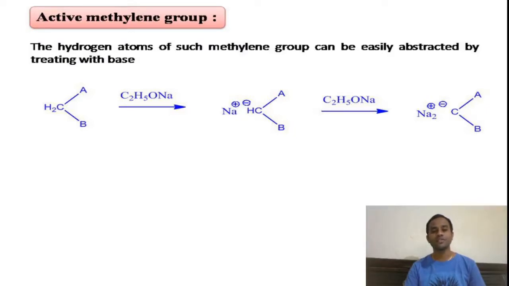Because of the presence of two electron withdrawing groups, that is, due to the presence of two electronegative groups, the carbon becomes acidic, right? The methylene carbon becomes electron deficient, thereby the hydrogen atoms present on that carbon become somewhat weak. They are acidic. In presence of base, they form carbon anions, right? In this way we can abstract two protons on such active methylene groups.